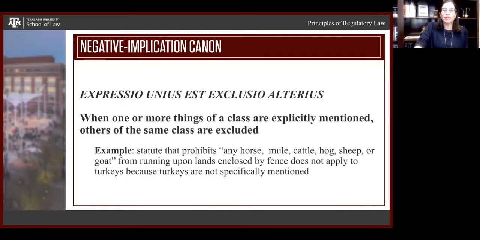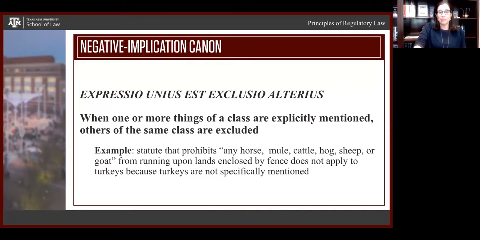A second linguistic canon is the negative implication canon, or expressio unius est exclusio alterius. What this means in Latin is the expression of one is the exclusion of the other. So this is usually applied when we have a list or class of objects, say, that are explicitly mentioned. And then we have other things of the same general class or category that are excluded.